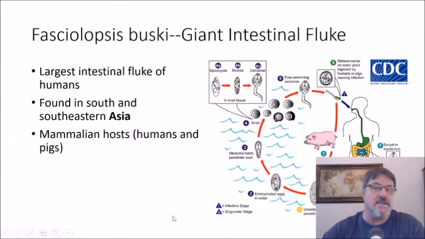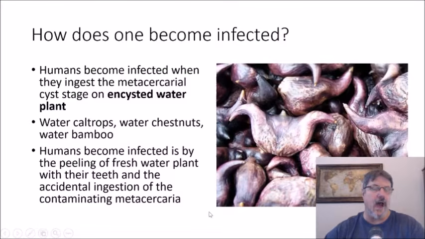Now, Fasciolopsis buski, or the giant intestinal fluke, this is the largest fluke found in humans, and it's found in South and Southeastern Asia. It also can be found in mammalian hosts from humans to pigs. So how does one become infected? Well, people become infected when they ingest the metacercarial cyst stage on encysted water plants.